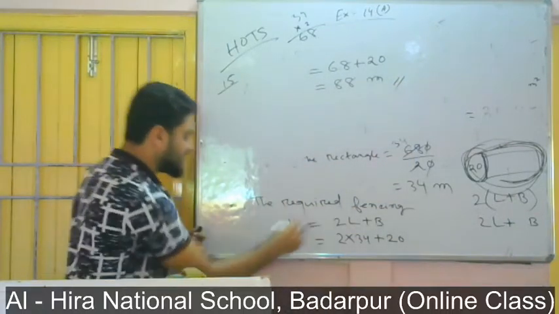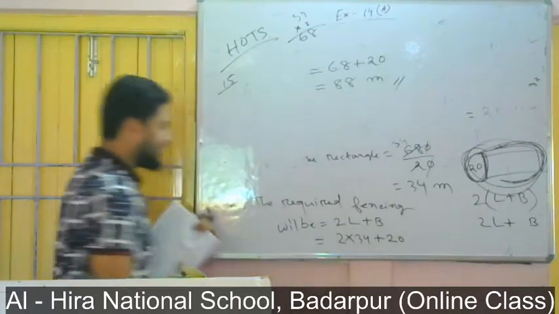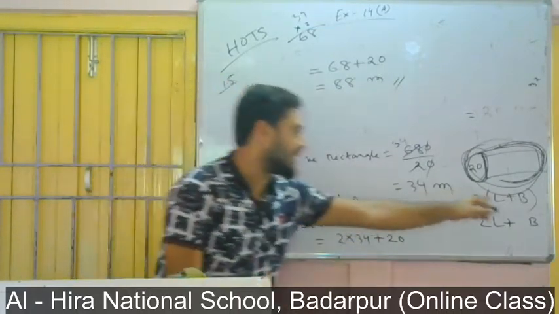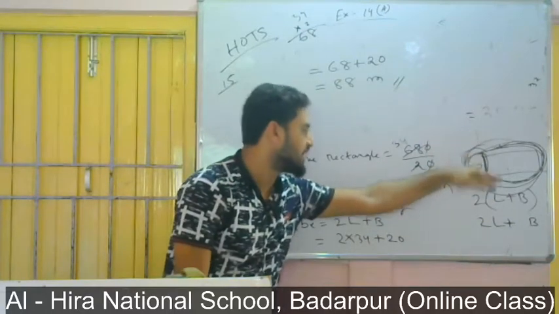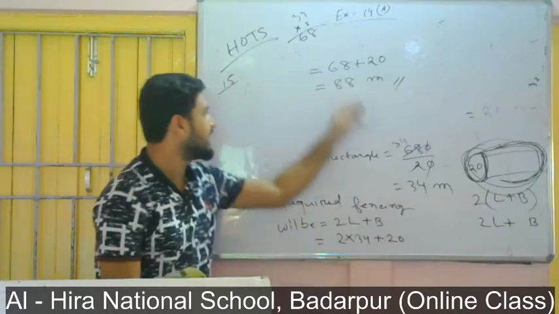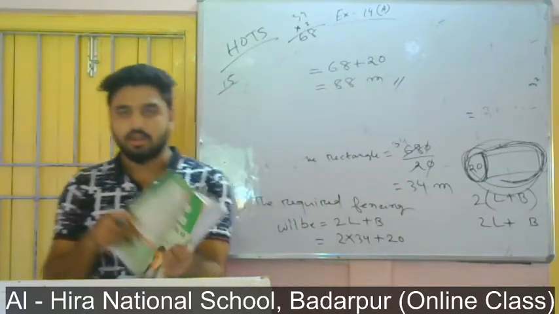So the required fencing will be 2L plus B. We subtract 1B because we have to fence 3 sides. Then 2 into 34, 68 plus 20, 88.